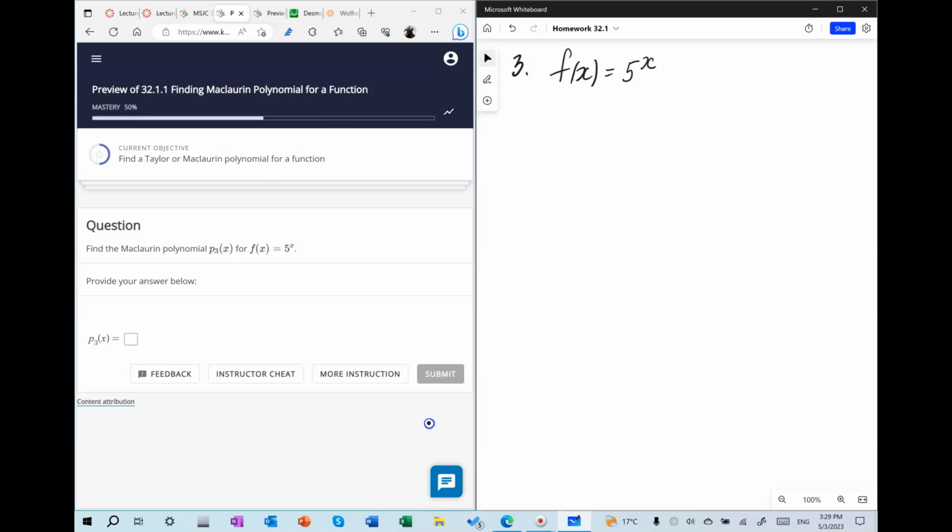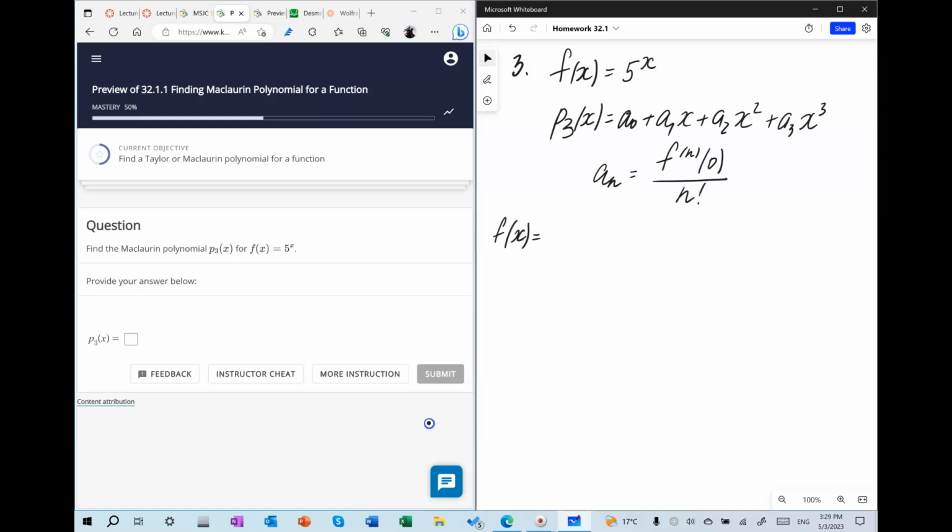Here we're going to use the formula. P3(x) will be a0 plus a1 x plus a2 x squared plus a3 x cubed, where a sub n is the nth derivative evaluated at 0 divided by n factorial. And we're going to start with f of x, and f of 0 is 1, so a0 is equal to 1 over 0 factorial, which is 1.